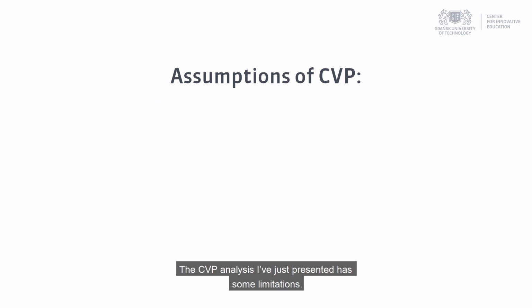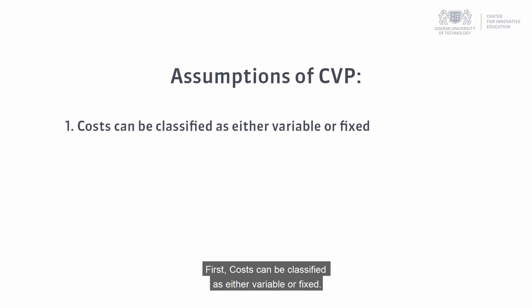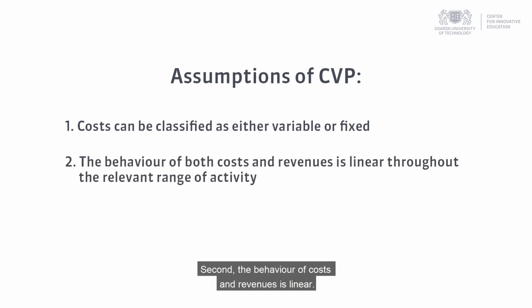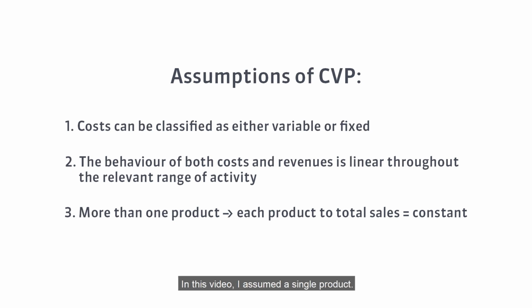The CVP analysis I've just presented has some limitations. Let's talk about the situations in which we can apply this method. The assumptions for the CVP analysis are as follows. First, costs can be classified as either variable or fixed. Second, the behavior of costs and revenues is linear. When more than one type of product is sold, the sales mix complicates CVP analysis because different products will have different cost relationships. In this video, I assumed a single product.